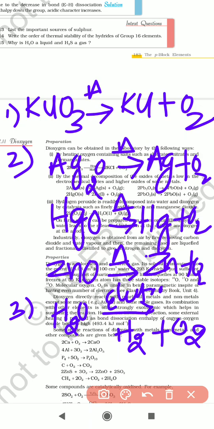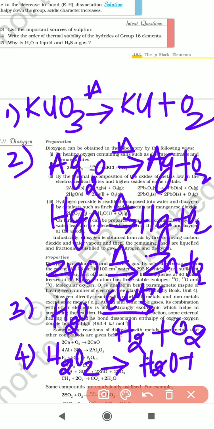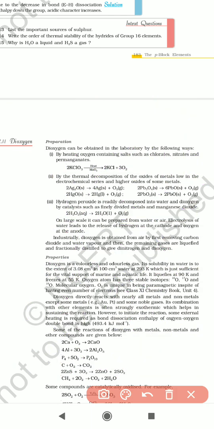And the fourth method is hydrogen peroxide, H2O2. H2O2 also, if heat energy is applied, undergoes thermal decomposition to produce water molecule plus oxygen gas. So these are the methods to prepare dioxygen gas.